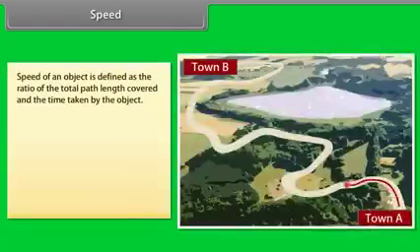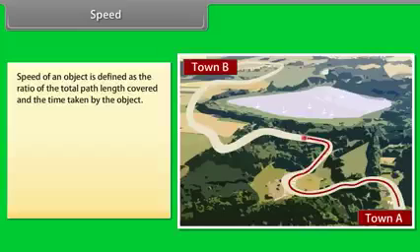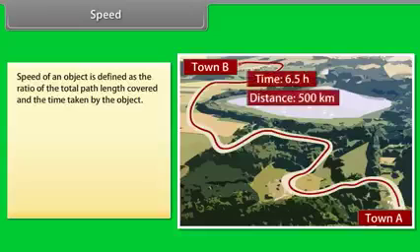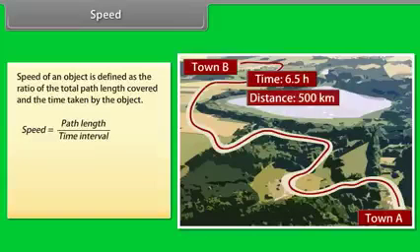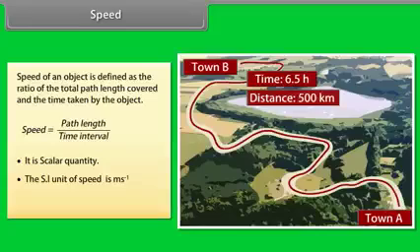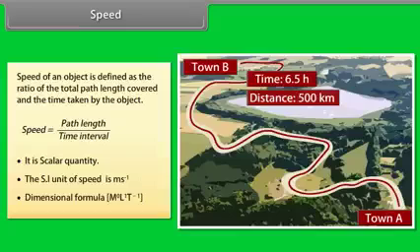Speed of an object is defined as the ratio of the total path length covered and the time taken by the object. Therefore, speed is equal to path length upon time interval. It is a scalar quantity. SI unit is m s raised to the power minus 1. Dimensional formula M raised to the power 0, L raised to the power 1, T raised to the power minus 1.